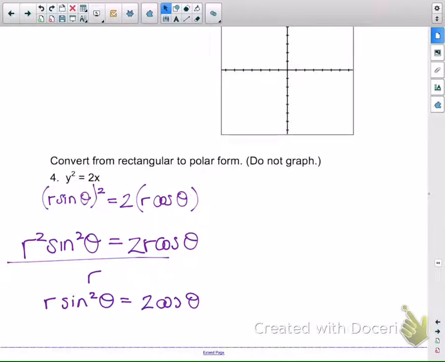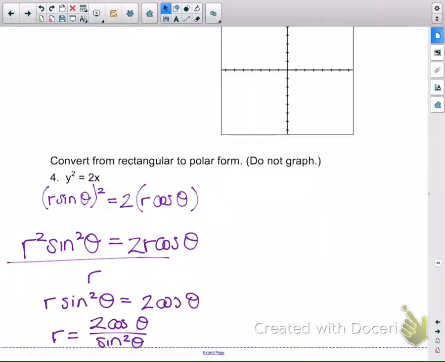Then what am I trying to get by itself still? The r. Divide by sine squared. Okay, divide by sine squared. You can leave it like this. You can divide those if you want, but there's no point to doing it really. Some of these don't graph super nicely, which is why you don't see a graph with this one. Okay. Last thing we're doing is converting backwards.